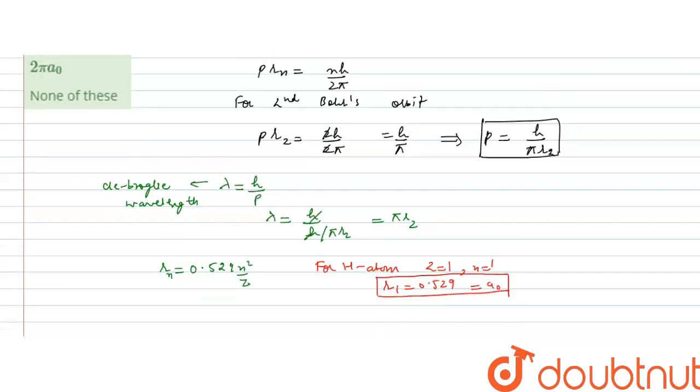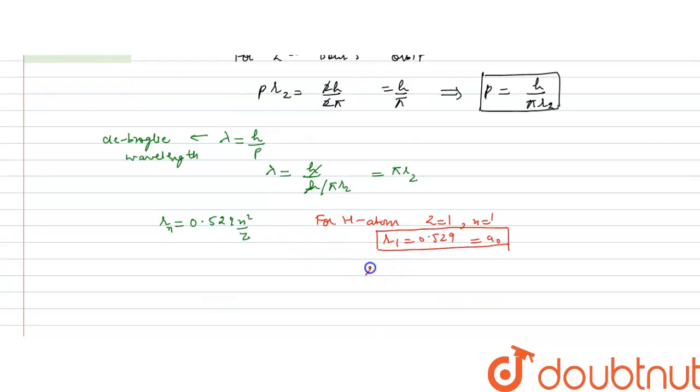Now if we write for the second Bohr's orbit, r2 is 0.529 into n square upon z, and n is 2. So that would be 0.529 into 2 square upon z, where z is 1 for the hydrogen atom. So that will be 4 into 0.529, and 0.529 is given as a0. So that will be 4 a0. So this is r2.